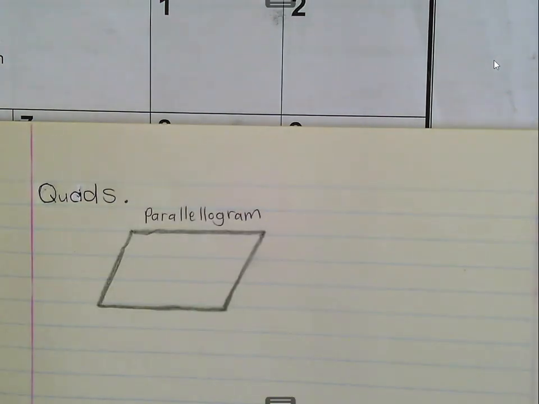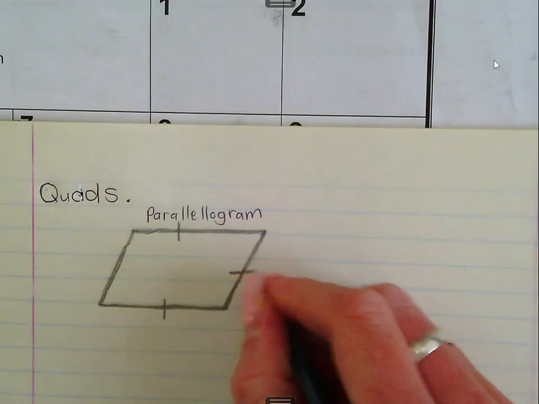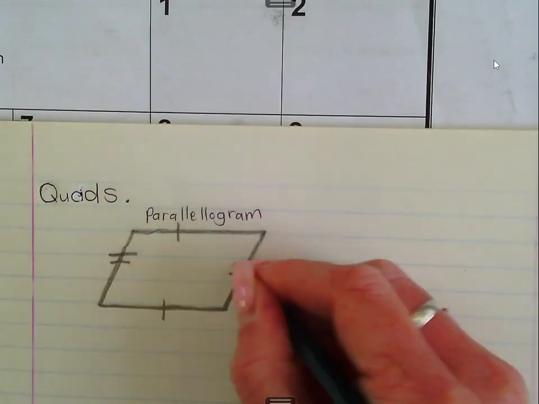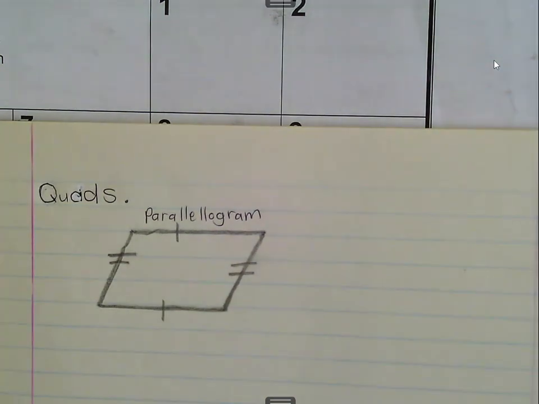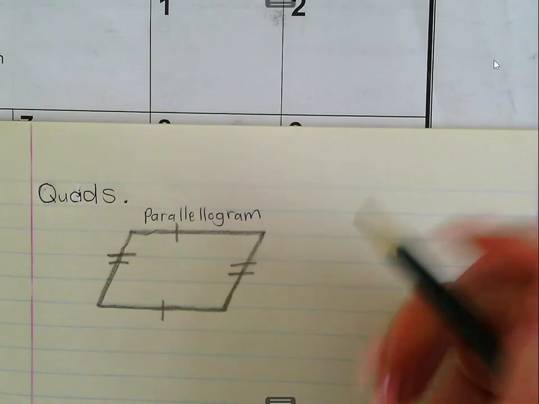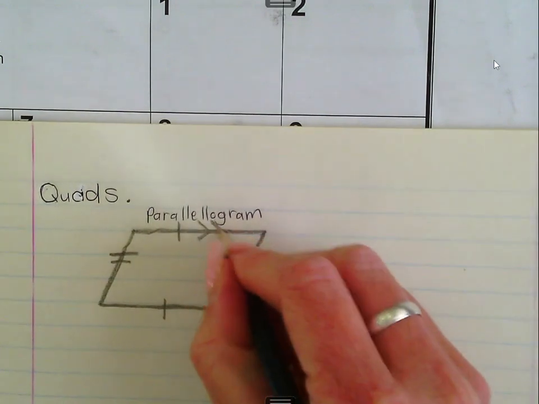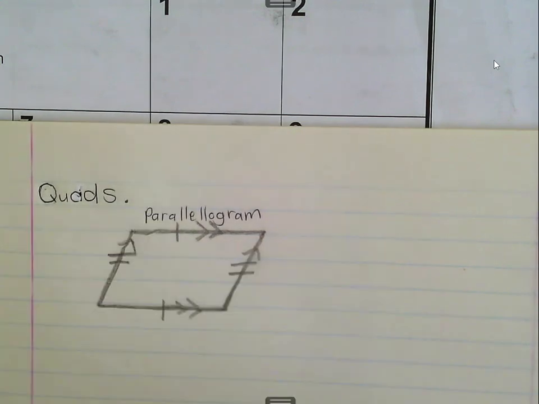Right. The parallelogram has opposite sides that are equal to each other. Two pairs of opposite sides equal. So they're not all equal to each other. Two pairs are equal. It's also got opposite sides that are parallel to each other. Two pairs of opposite sides parallel.